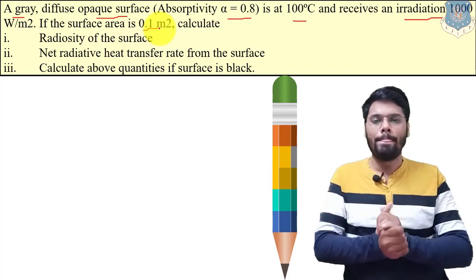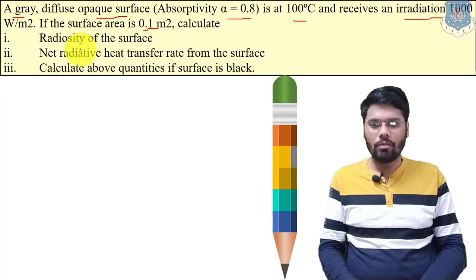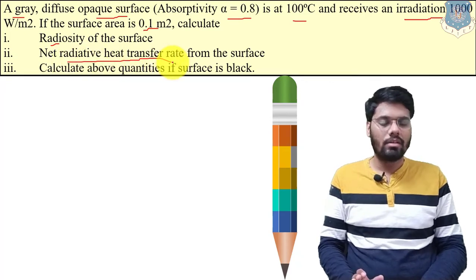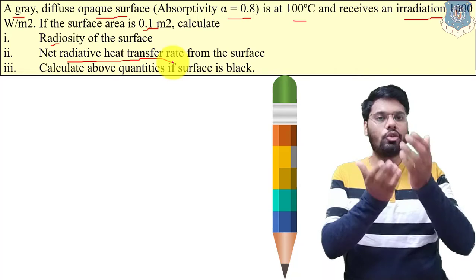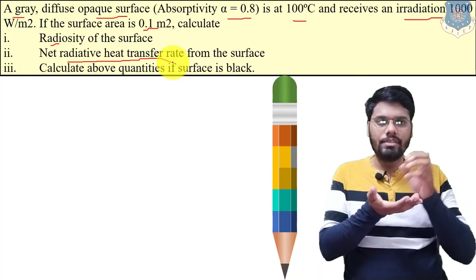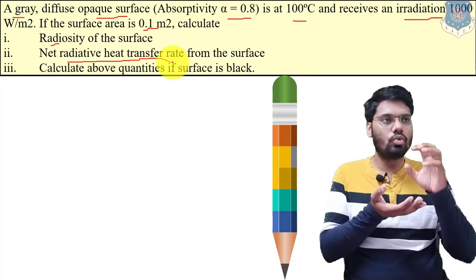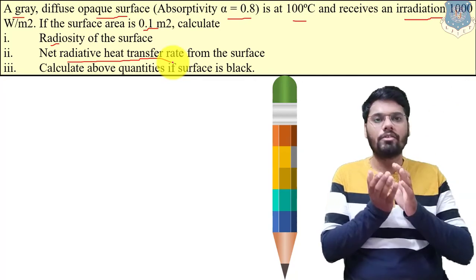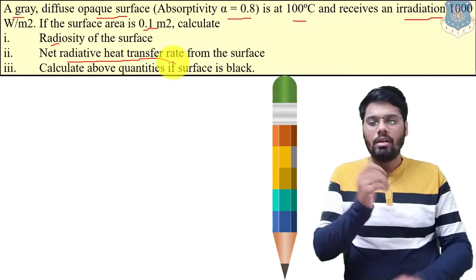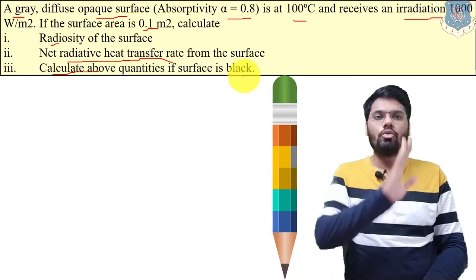Done? Clear? Now we need to calculate the radiosity of the surface, meaning capital J of the surface. Second, the net radiative heat transfer. So here, what is Q net? Net radiative heat transfer means J minus G. J means the total electromagnetic wave emitted by the surface, and G means the total electromagnetic wave received by the surface. So net heat transfer means J minus G. And the third one is to calculate the above quantities if the surface is considered to be a black body.